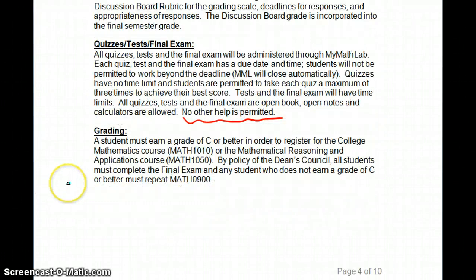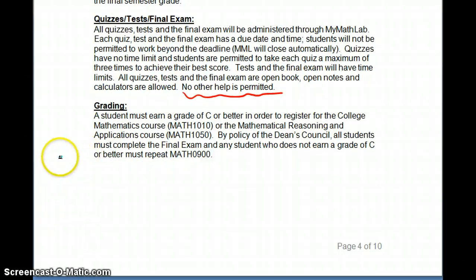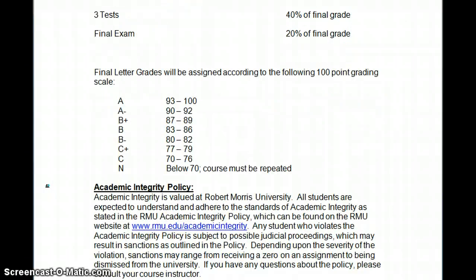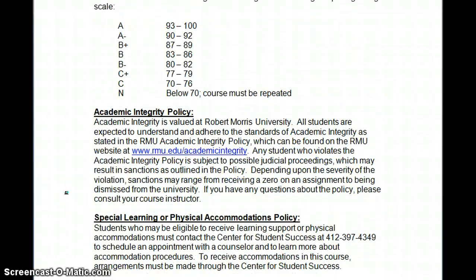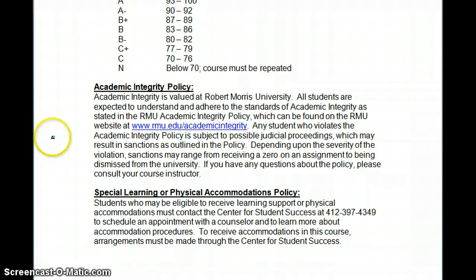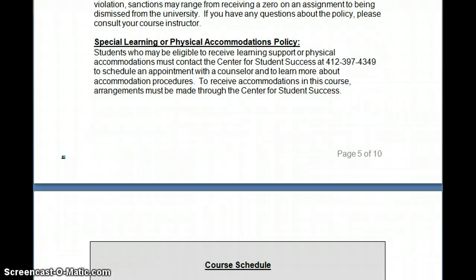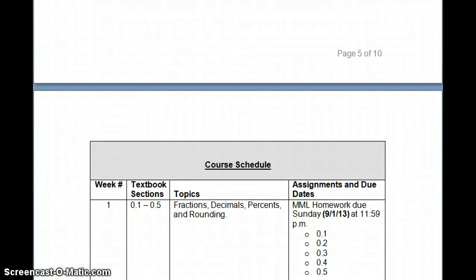Okay, you are not permitted to have any other person or resource help you other than what I am providing for you. Okay, we've already talked about how you have to earn a C or better in order to move on to another class. This is the grading scale for our course. Please review that. The academic integrity policy is listed here at Robert Morris. Please review that as well. If you require a special learning or physical accommodation, please contact the Center for Student Success and we will get that all straightened around for you.